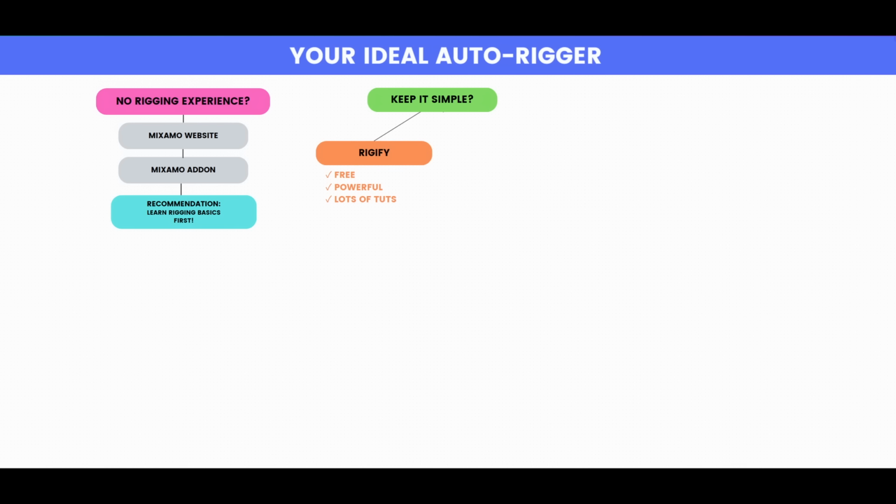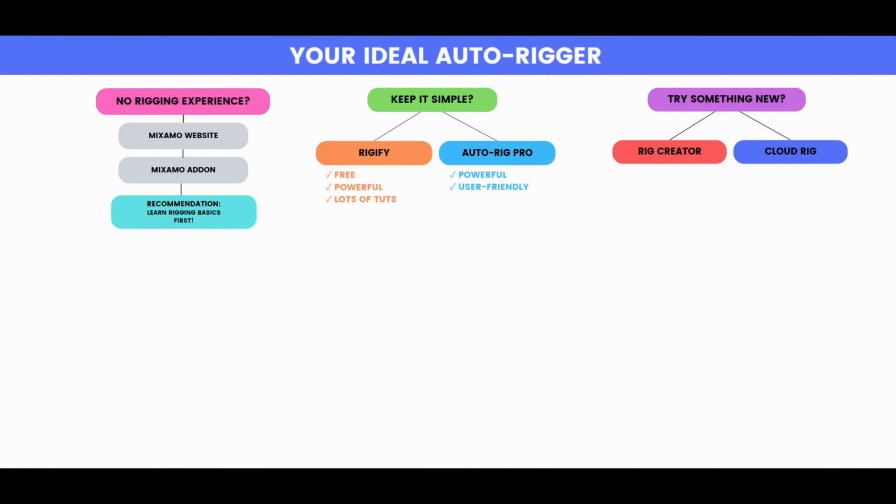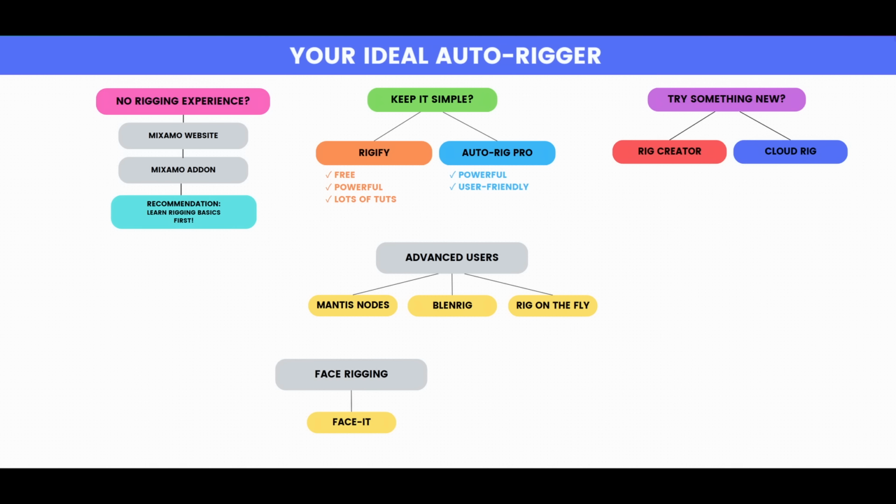It's a bit quirky, but it is battle tested and my learning resources will keep you on the right path. If you want more reliability and better user experience, go for AutoRig Pro, and again I have tutorials about it. If you want to try something new, then Rig Creator or Cloud Rig look pretty solid. Mantis rigging nodes and Rig on the Fly are amazing, but mostly suitable for advanced users. For face rigging and mocap, Face It is a one add-on solution. And if you need to rig a vehicle, check out Rigify for free or some of the paid add-ons for advanced and specialized solutions.